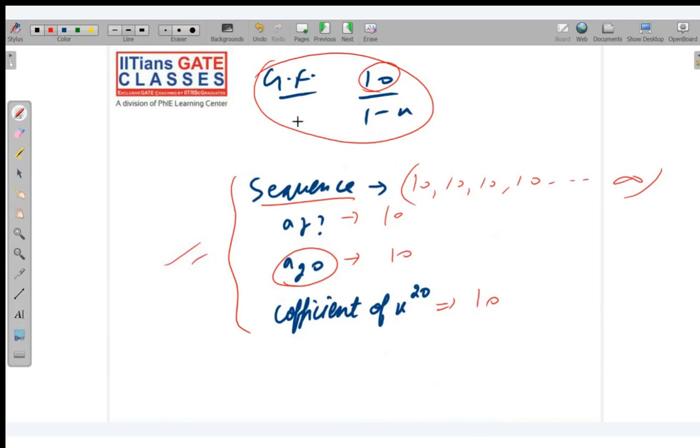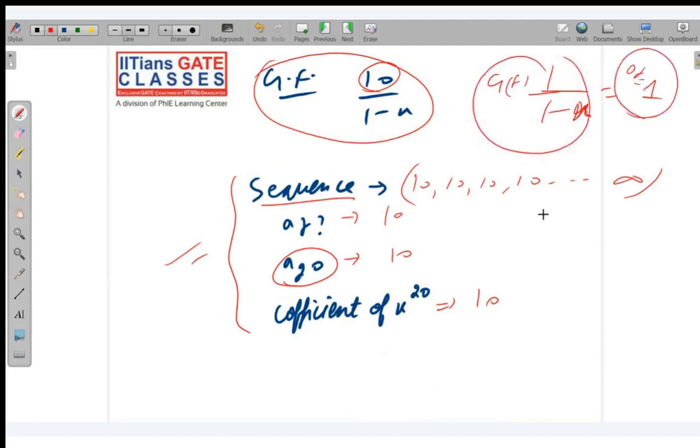So now why are you able to answer these questions? Why are these very easy? Because you know 1 upon 1 minus x is 1. I should say like this: generating function is 1 upon 1 minus x, then the corresponding numeric function a r is 1. Only then are you able to answer this question. Otherwise, you won't be able to answer such a question. You will get confused.